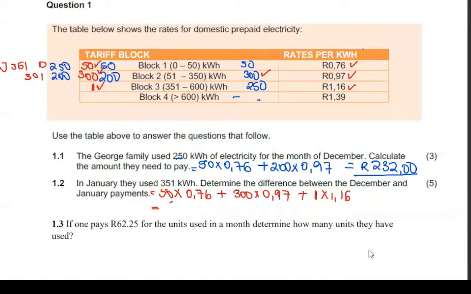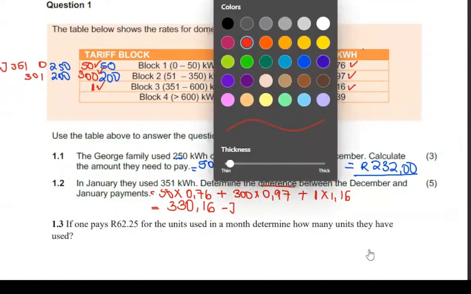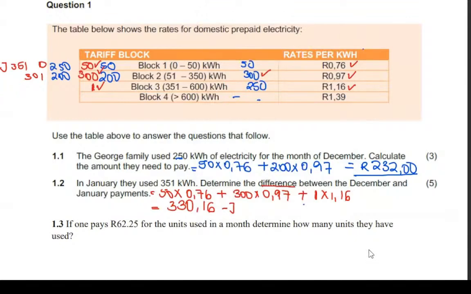So we add and we get the value. You see? So this is the money, this is January. But we are looking at determining the difference. Determining the difference simply means we need to subtract.